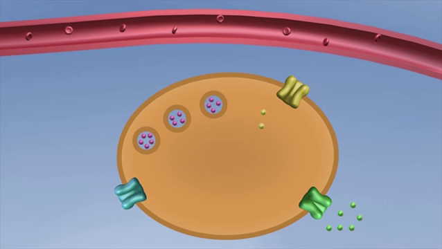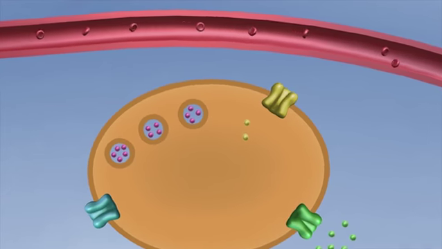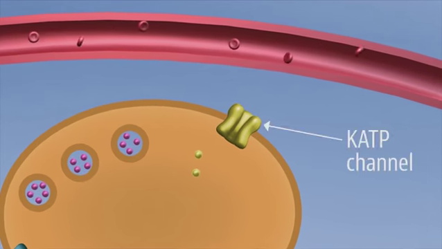This is a pancreatic B cell. The pancreatic B cell's main function is to produce and secrete insulin into the bloodstream. As you can see, B cells have potassium channels called KATP channels. When the potassium channels open, potassium can leave the cell.